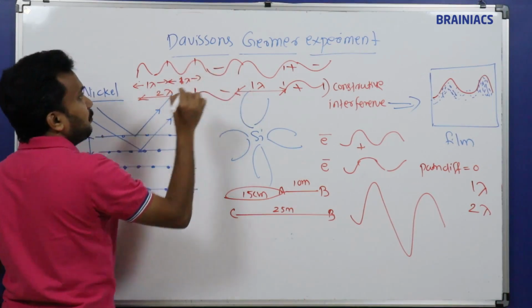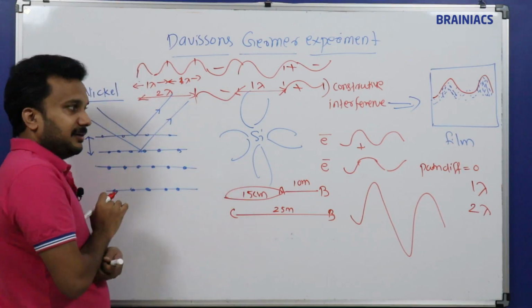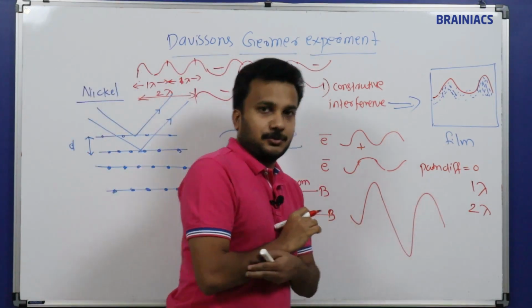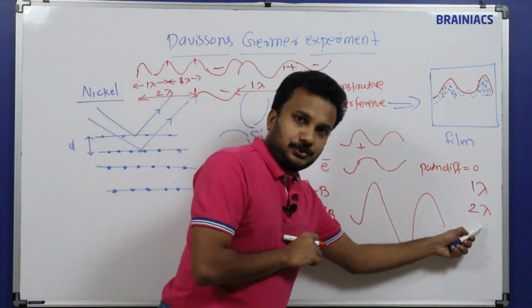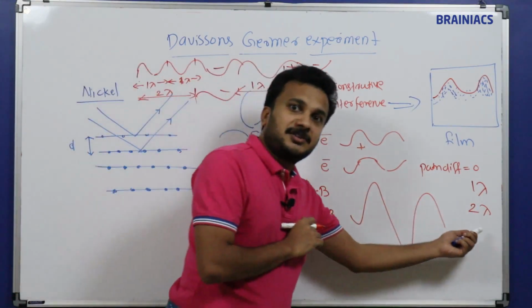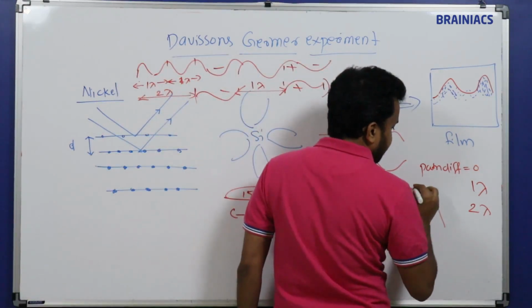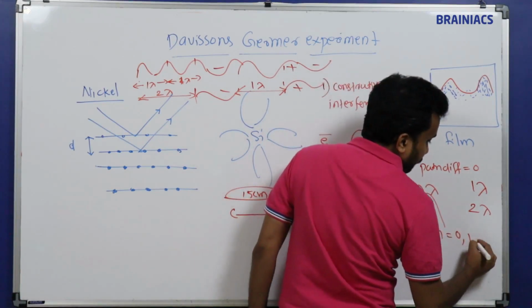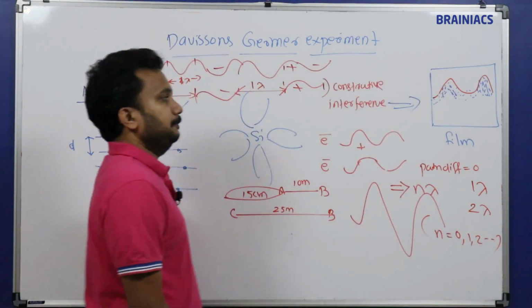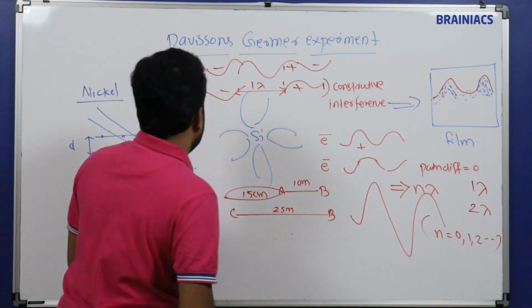Still what is happening? Constructive interference. For constructive interference to happen, either path difference equal to 0, or path difference equal to 1 lambda, or path difference equal to 2 lambda, or path difference equal to 3 lambda. I can say in general path difference equal to n lambda. The value of n will be 0, 1, 2, 3, etc. Okay, if these conditions are satisfied, then we have constructive interference.